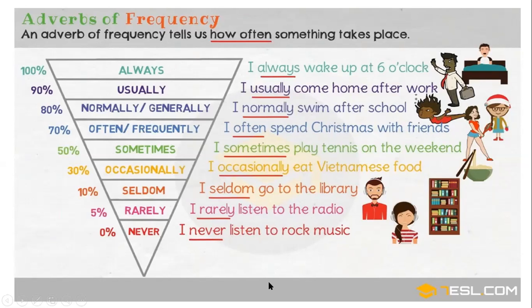Okay, so normally when we use frequency adverbs, we are talking about daily routines. Normalmente los adverbios de frecuencia se utilizan en presente, ¿verdad? Y nos hablan acerca de ciertas rutinas or habits, habits we have, o hábitos, ¿verdad?, que tenemos. For example, I always wake up at 6 o'clock. This is a routine. Ese es un hábito, una rutina, ¿verdad? Siempre me levanto a las 6 en punto.